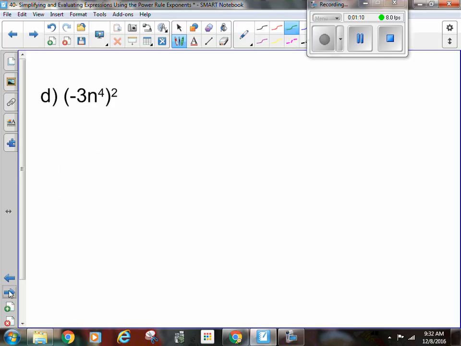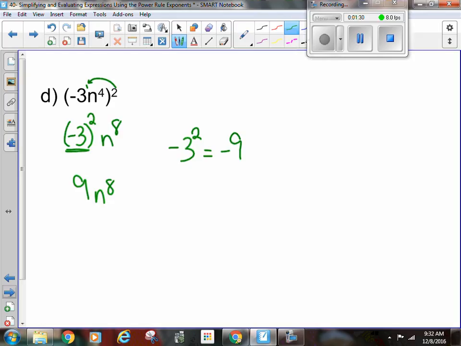All right, in D, same exact problem. The only thing is that this actually has a negative with it. So we are actually going to take -3 and square it. So -3 times -3 is 9. It's really important that you remember to put that into parentheses here, because otherwise, if you just type it into your calculator like this, your calculator is going to tell you -9, because it's going to do the exponent first, and then it's going to make it negative, which is incorrect.